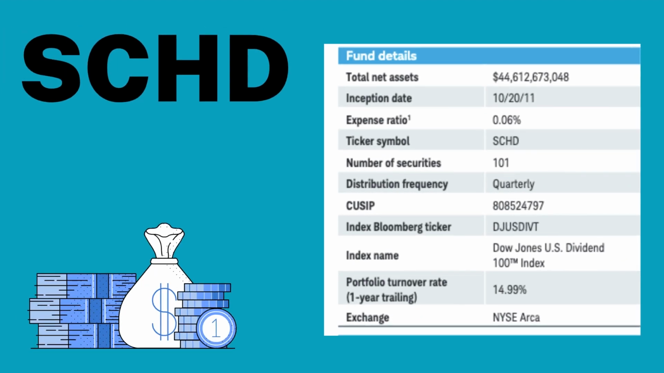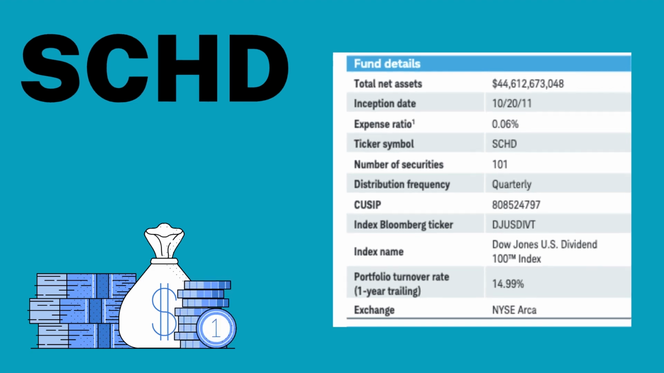So a little bit more on SCHD. This ETF started in 2011. We talked about the expense ratio. You're buying into about 101 stocks, and it offers a quarterly dividend. So every quarter, they'll issue you a dividend. So that's something to be aware of. And those are some of the highlights there. You can see the total assets under management is in the billions.